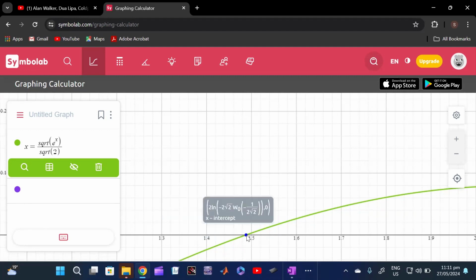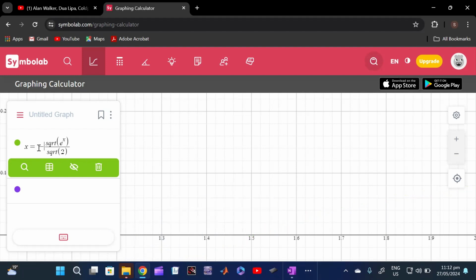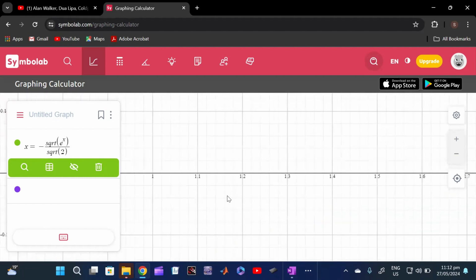Okay, for this one here, look at the way it's crossing the x-axis. It's very close to 1.5, right? No wonder it was very easy for us to converge to 1.5. But for the other one, the negative one, let me show you the negative one.